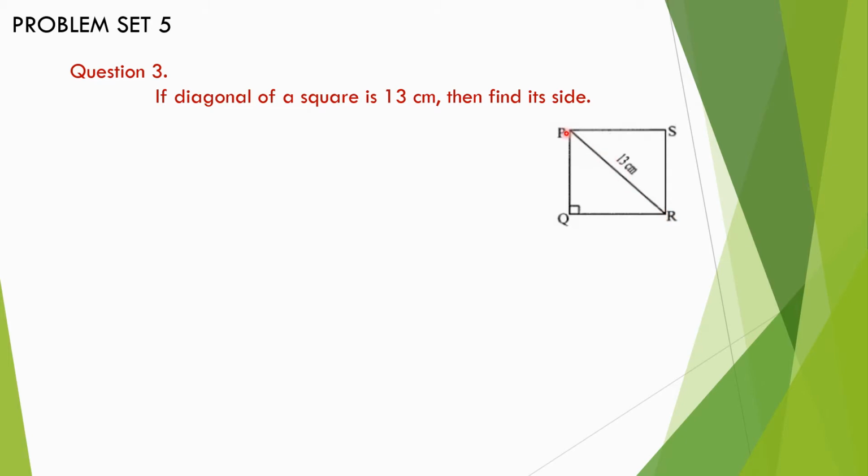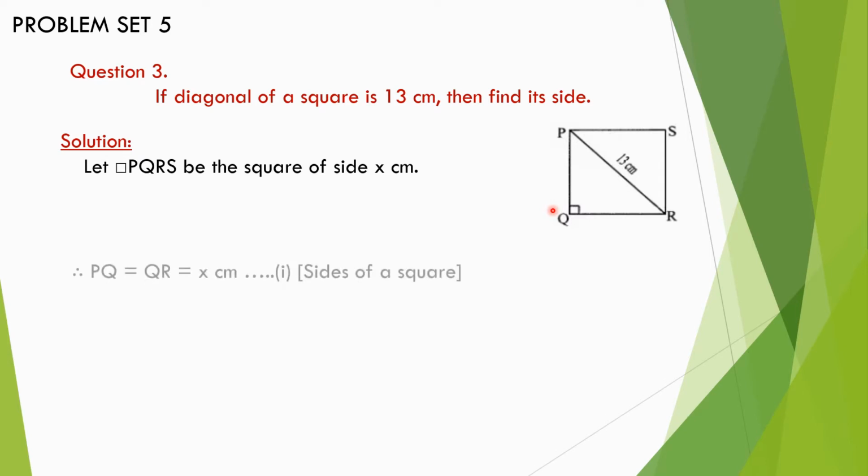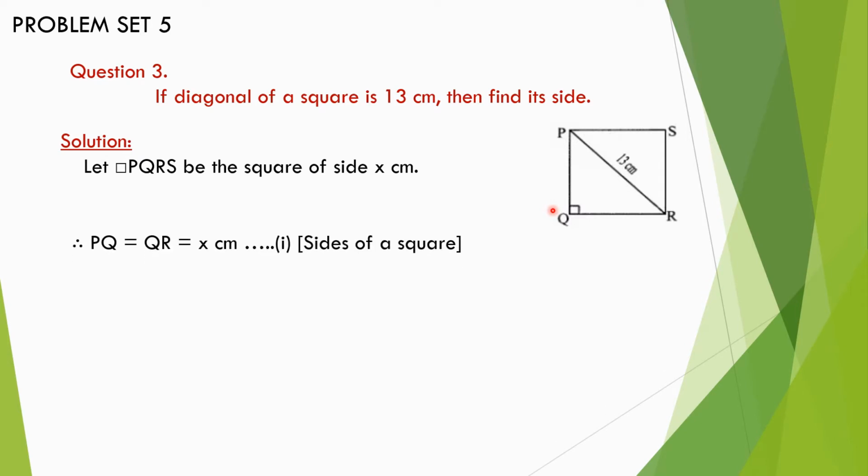You already know that all sides of a square are congruent and all angles of a square are also congruent. Therefore, each angle is 90 degrees. Solution: let PQRS be the square of side x centimeter. Here I am taking PQ is equal to QR is equal to x centimeter. That is equation number 1, the side of a square.